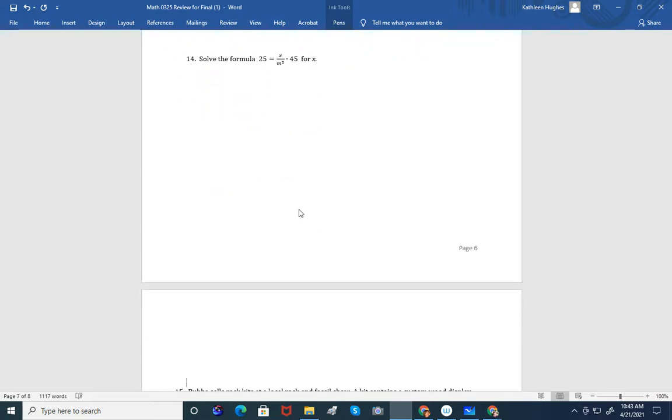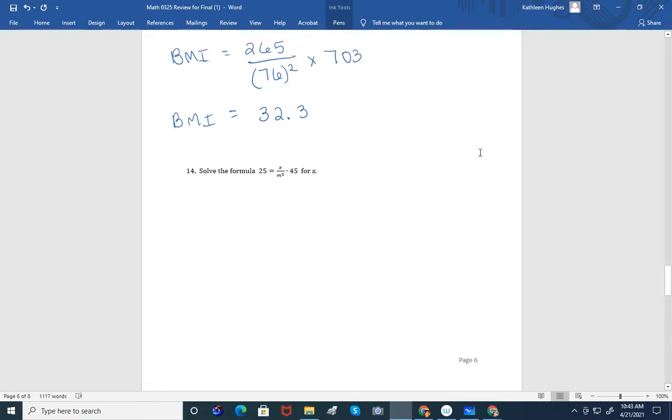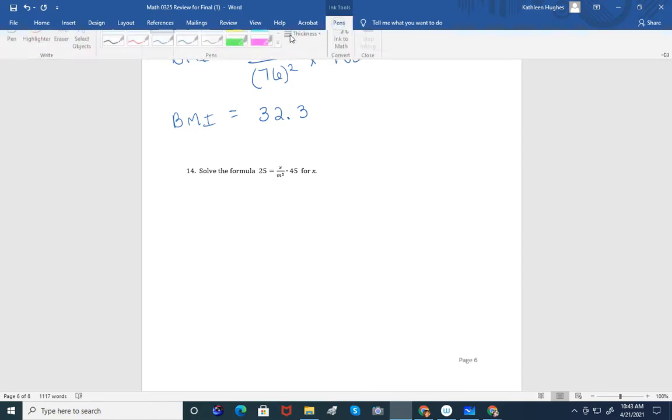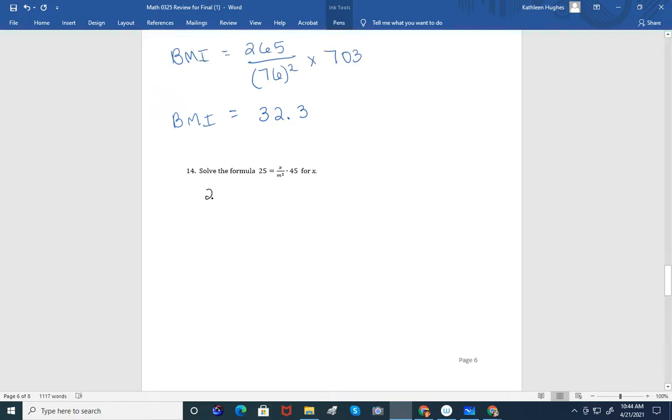All right, it says solve the formula 25 equals x over m squared times 45 for x. So let's write our formula. Want it a little bigger so we have a little more room to work. 25 equals x over m squared times 45. And we want to get x all by itself.